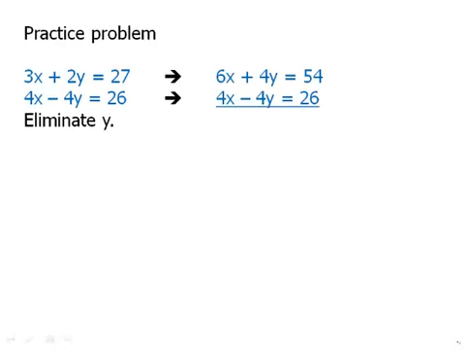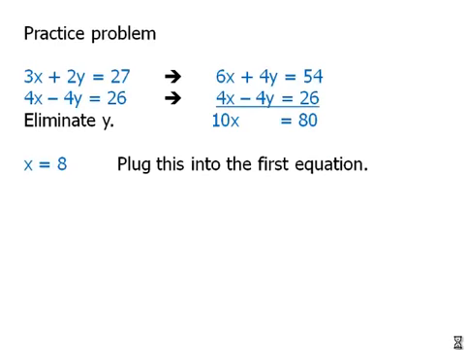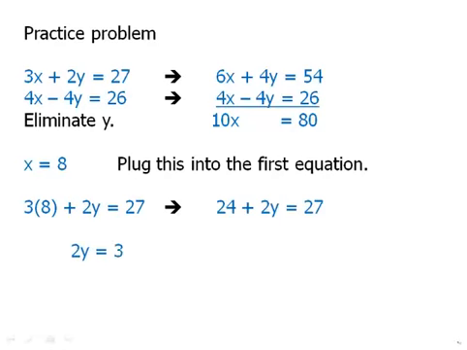Then we have a plus 4y and minus 4y. We add, those cancel. We get 10x equals 80. X equals 8. Then we can plug that into the first equation. We can actually plug it into either one. It doesn't matter. Plug it into the first equation. We get 2y equals 3, or y equals 3 halves. So x equals 8, y equals 3 halves is the solution to that.